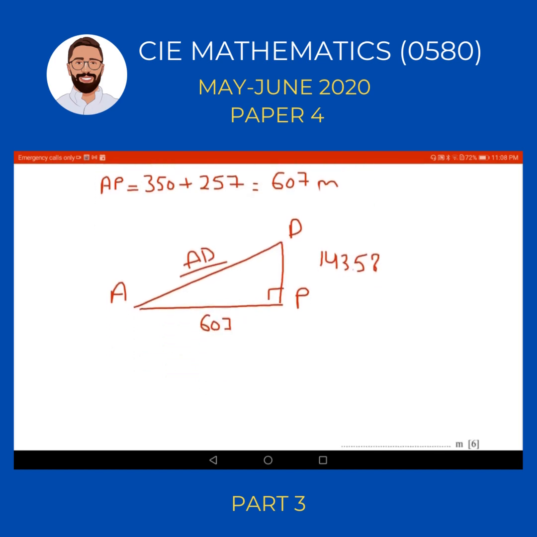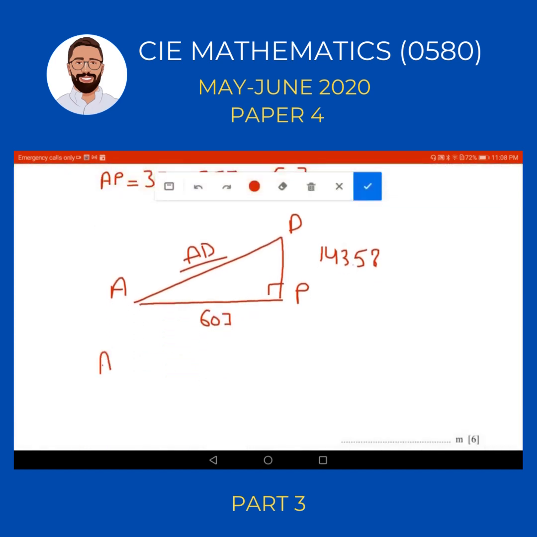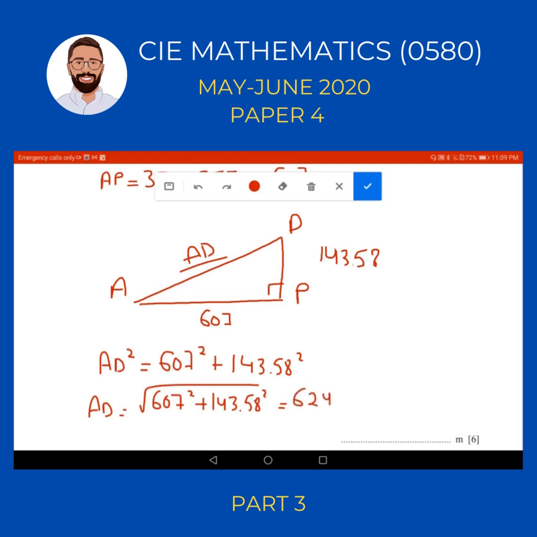Of course, yes, by using Pythagoras theorem. So AD squared is equal to 607 squared plus 143.58 squared. So AD is the square root of 607 squared plus 143.58 squared. So the answer would be equal to 624 meters. So the length of AD is 624.